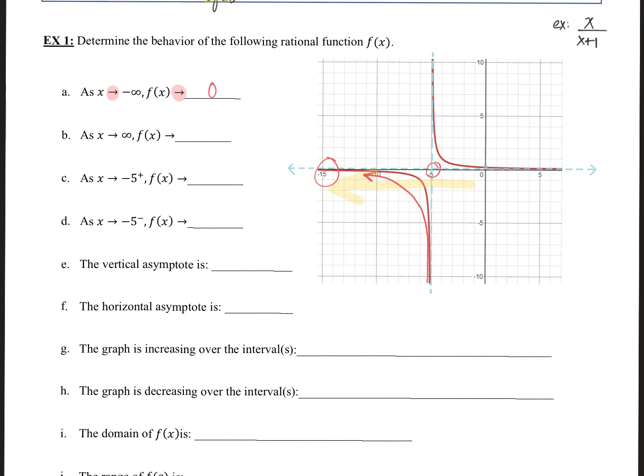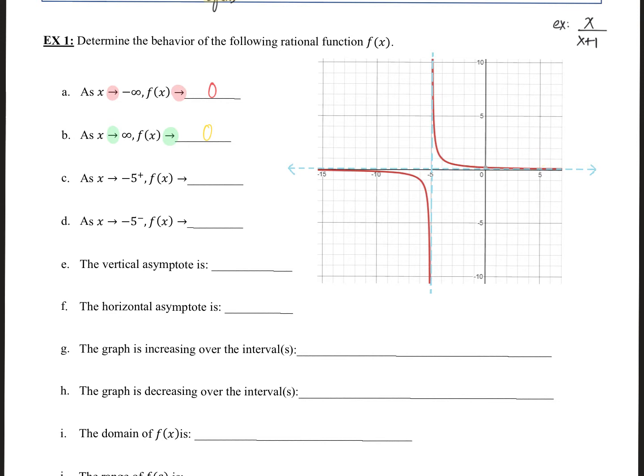Now, let's take a look at the next one. Try to read this off in your head and see if you have the right translation for B. What is B saying? B is saying as x approaches positive infinity, f of x approaches what? This time we're looking as x goes to positive infinity, which is moving off towards the right. As x moves towards the right, the y values slowly start to approach 0 once again. So they approach 0.